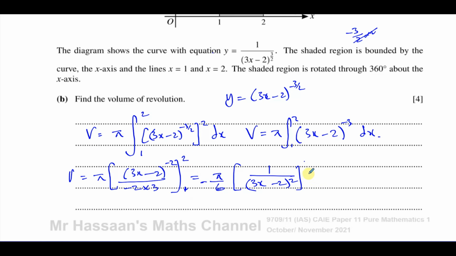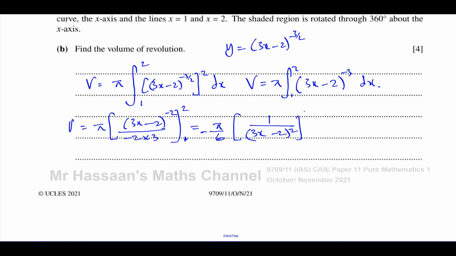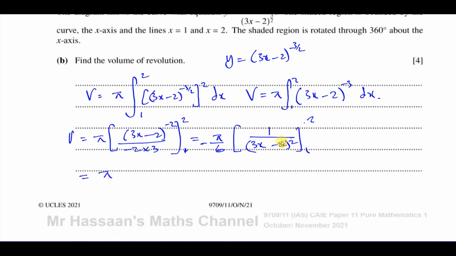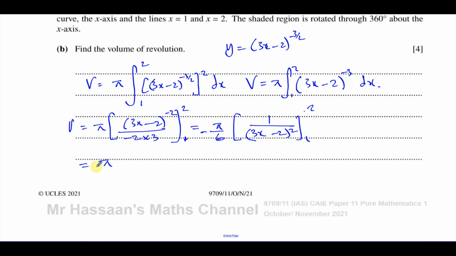So now I can put those limits in, and I'll see if I can fit it in this space here. Really, I should go to the next page, but it's okay. We'll just put it in here. So that's going to be pi times, and we're going to put the limits of 2 and 1. Those were our limits, right? Yes. So I'm going to have minus pi over 6, times, and now I'll put 2 in here. So I'll have 1 over 3 times 2 is 6. 6 minus 2 is 4. That's 1 over 4 squared, minus, put 1 in here. I'll have 3 minus 2, which is 1. That's going to be 1 over 1 squared, which is 1.